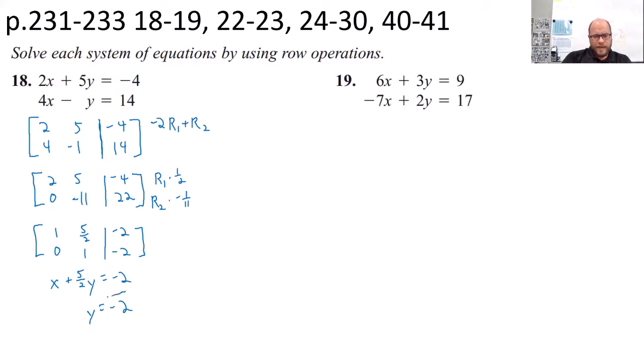So we already have half of our answer. We know what the y value is. The y value is -2. We need to take that and plug it back into the first equation to find the other half of our answer and get our x value. So x plus 5/2 times our y value of -2 equals -2.